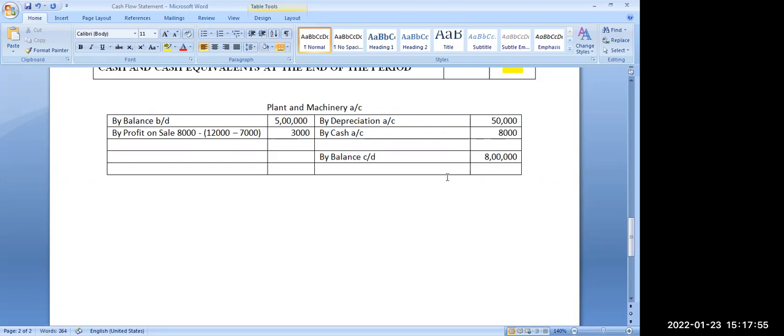Right. Next, is there any other information or data about the machinery? I don't think so. The question ends there.